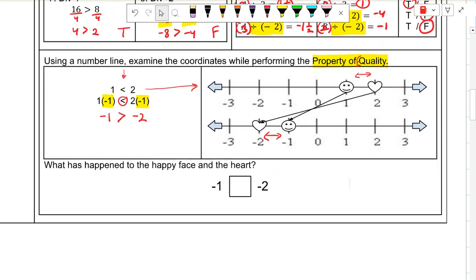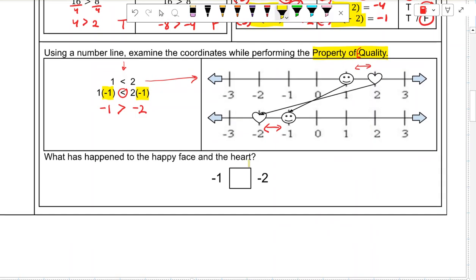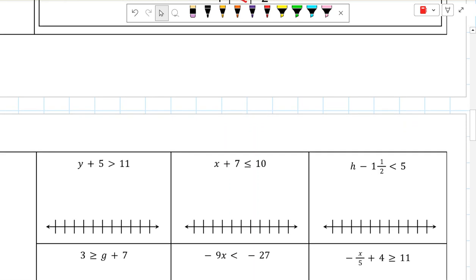So what's happened to the happy face and the heart? They actually reversed. And so therefore, we need to reverse our sign. Now that we know it's proven, we're going to practice it just a bit.